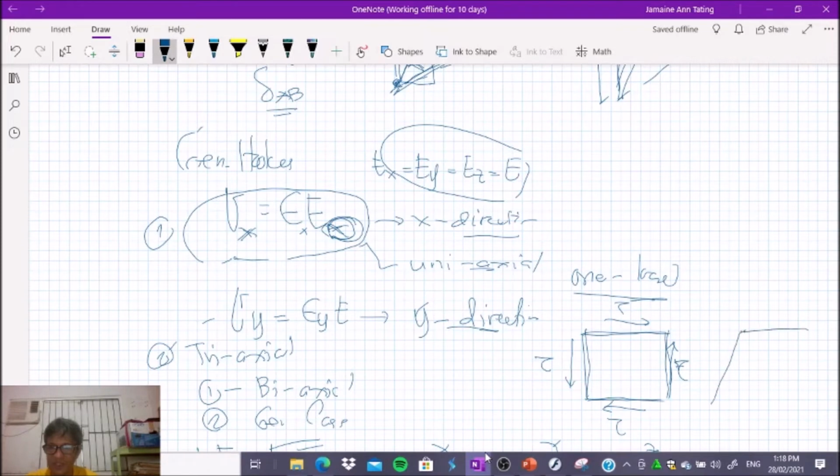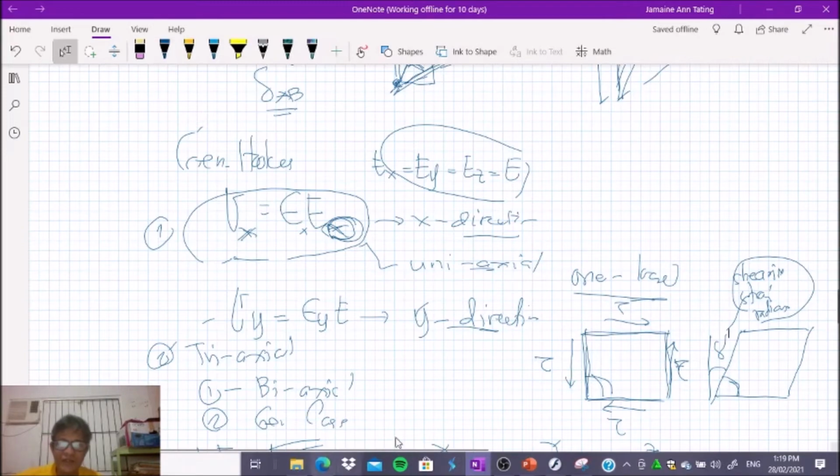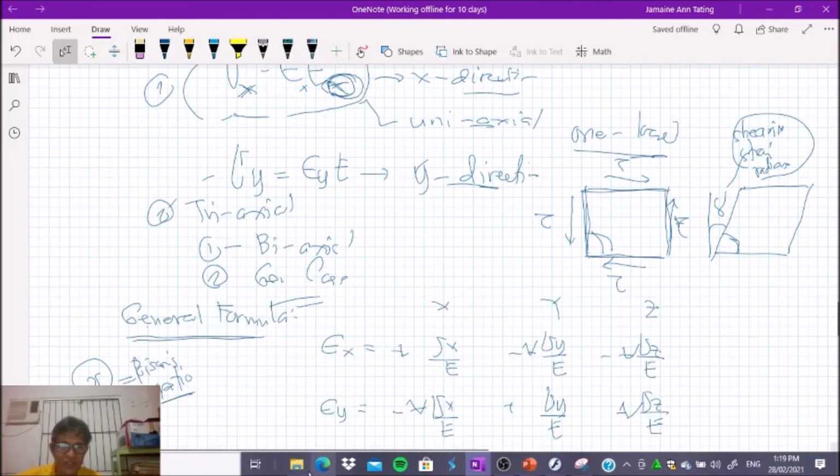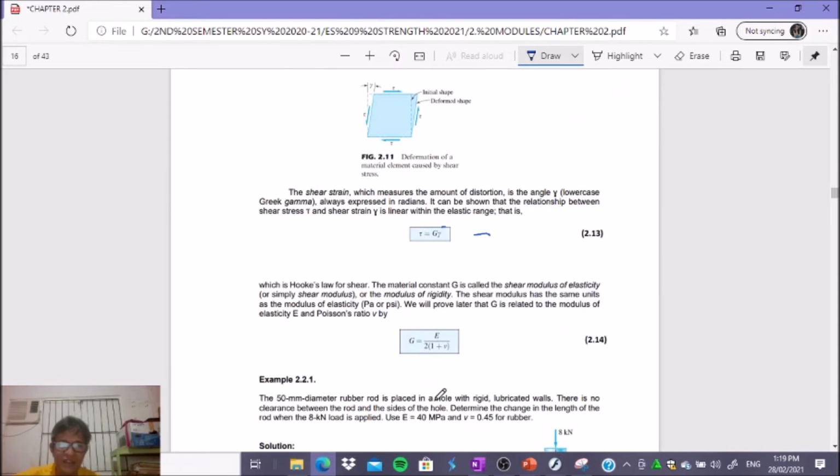Then mangyayari niyan, magdi-distort yan, magiging iba na yung position niya, no? So this is normal, dati 90 degrees na 90 degrees. Then siyempre ito hindi na magiging 90. Ang tawag dito sa rotation na to is the shearing strain. Since shearing strain is in the form of rotation, the unit will be in radians. Radians ang unit niyan, hindi millimeters per millimeter. Okay. Although in the computation, magkakaroon pa rin tayo ng normal strain dyan.